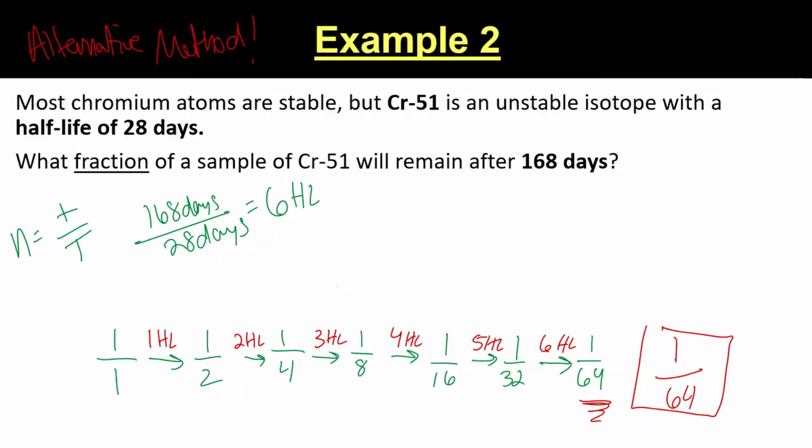Make sure to take note that every time you add a half-life in, you are dividing your fraction in half. So 1 over 1, 1 over 2, 1 over 4, 1 over 8, 1 over 16, 1 over 32, 1 over 64th, until you get to the number of half-lives you're trying to get to.